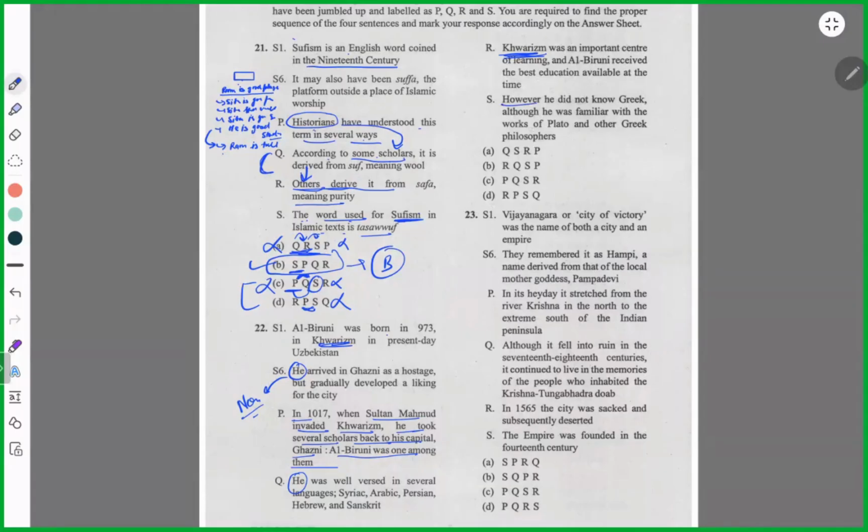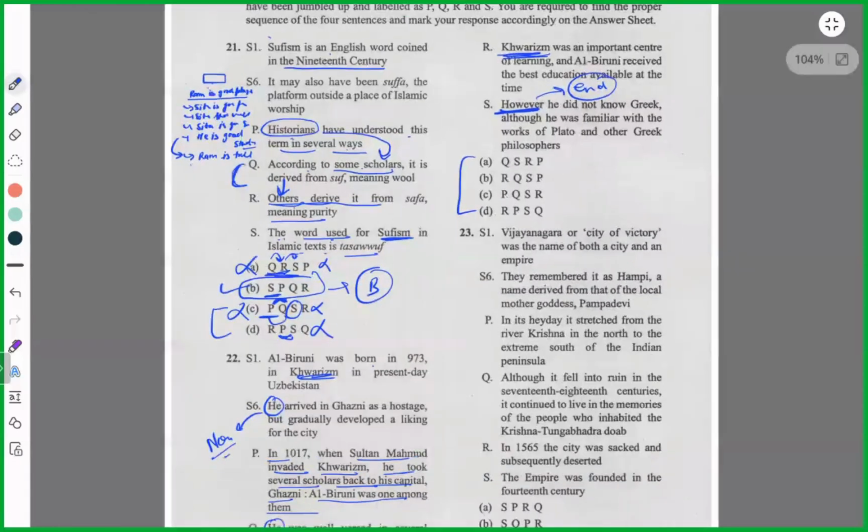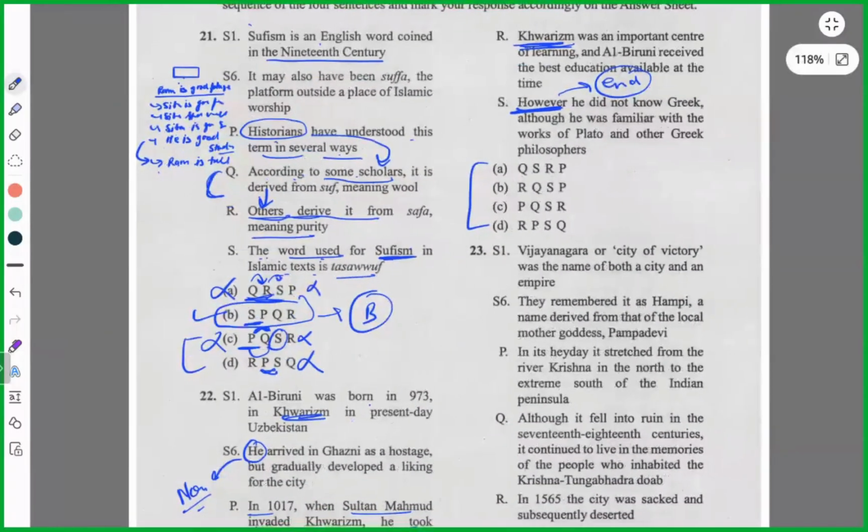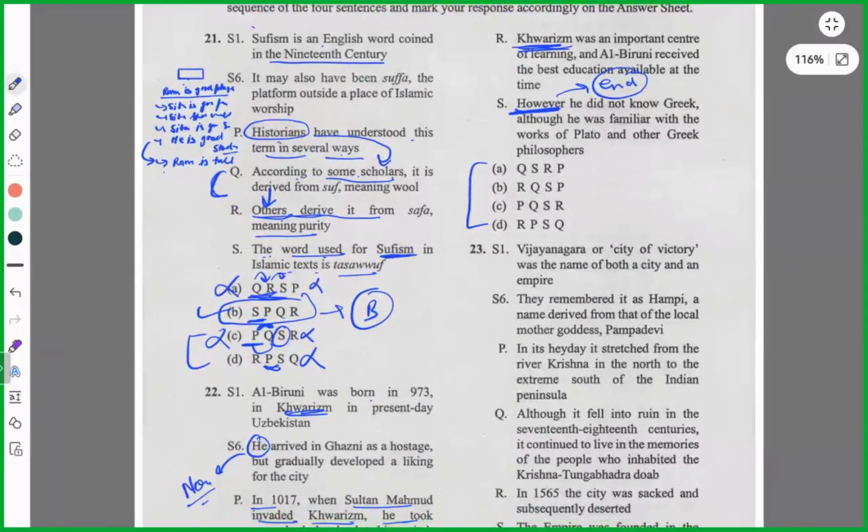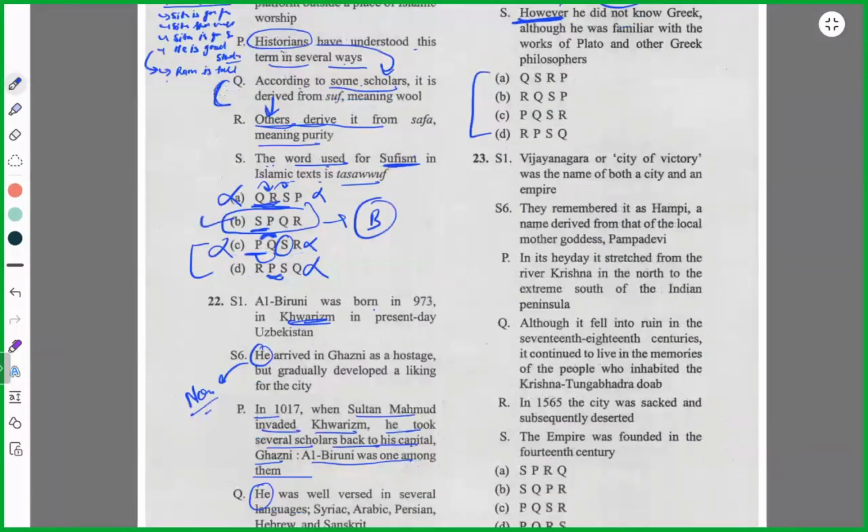Now remember these words usually come at the end of the sentence. Usually at the end, either it will be fourth or third. This will be the position. So if you can see the options clearly, there is no S. So we need to focus on PQR.